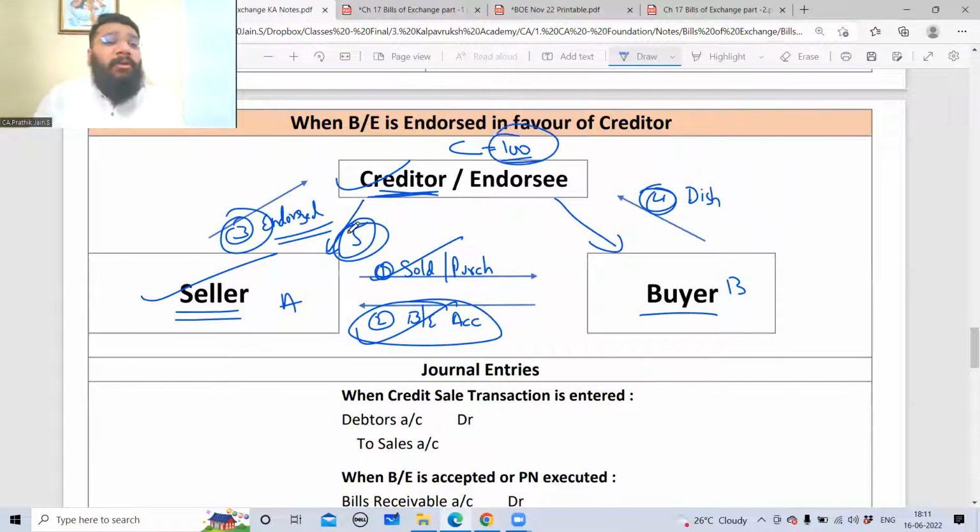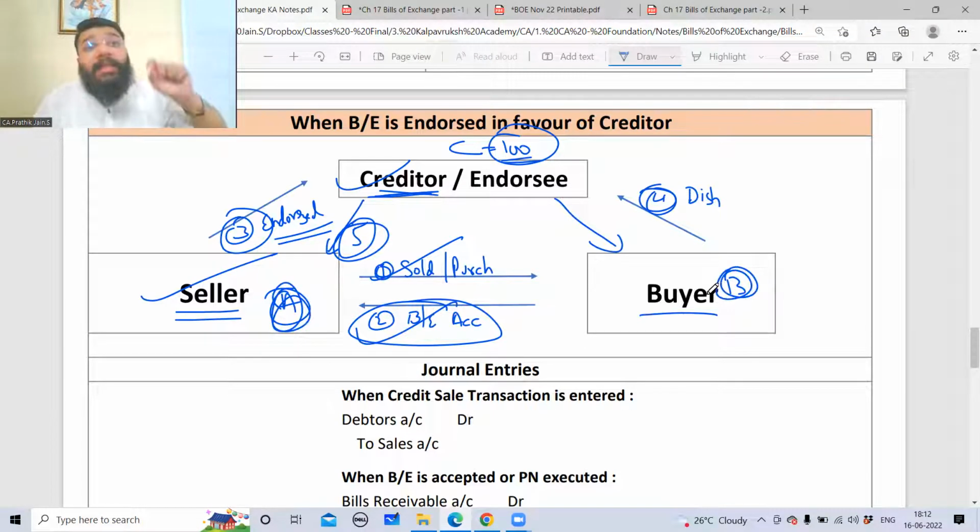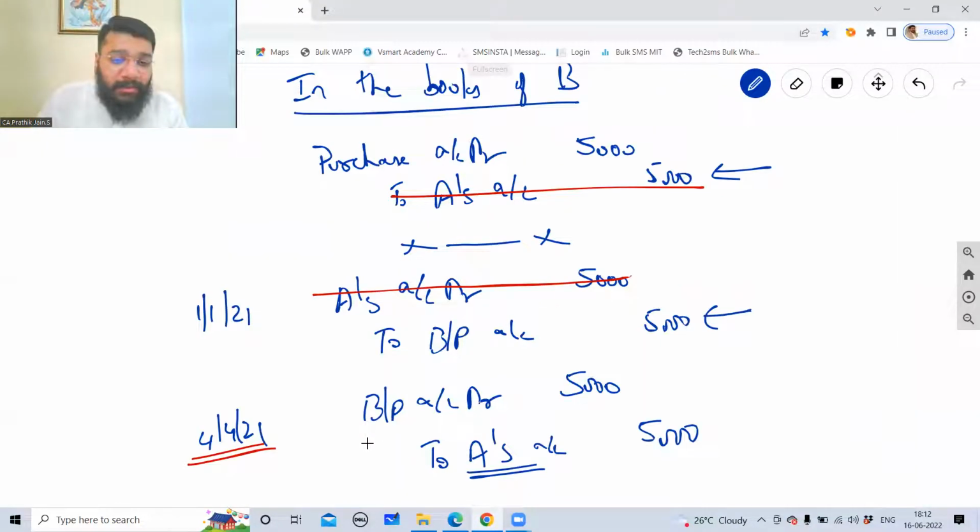C will recover this 100 rupees from whom? A. Will A bear this notary charges? No, because the defaulting person is B. Therefore, A will recover this money from B. So ultimately, who is the person paying the money? B. So noting charges account debit 100.